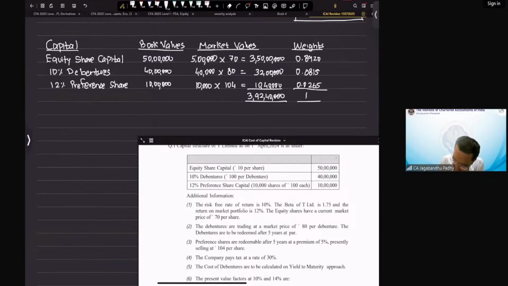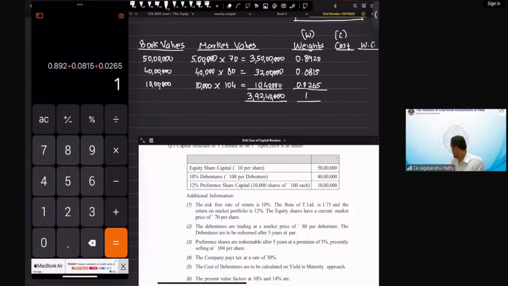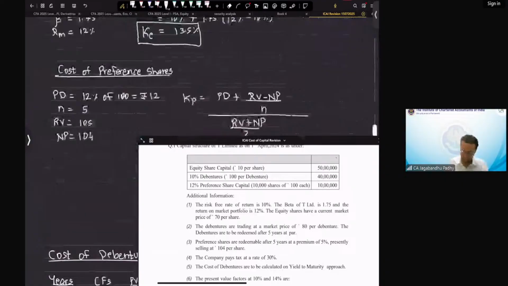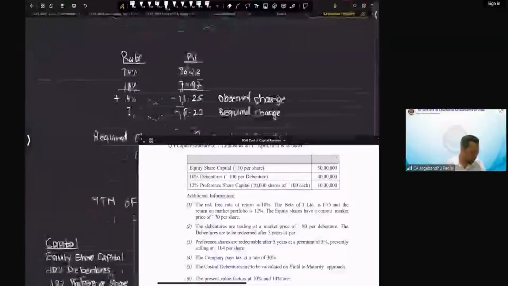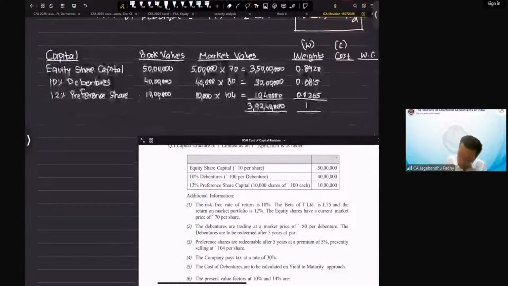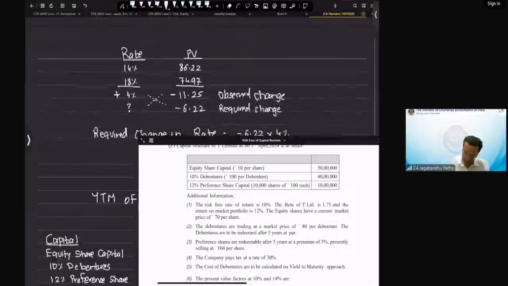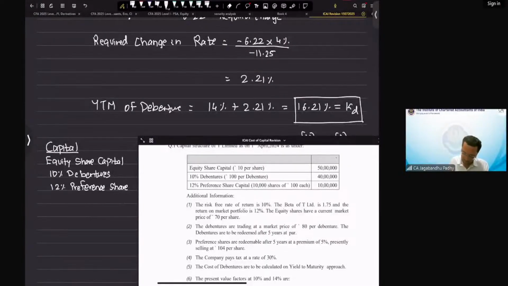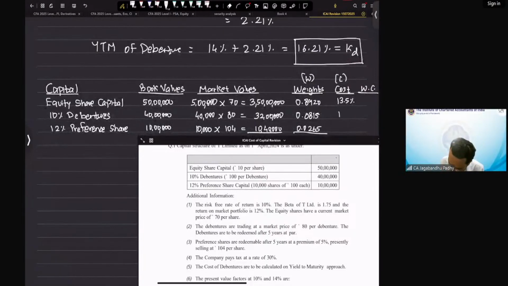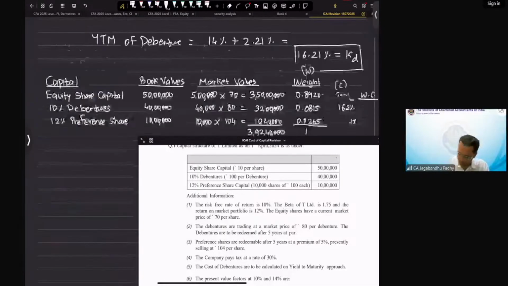Now what we have to do is simply write down the cost, then multiply weights with cost. So the cost is what we have computed. Cost of equity is 13.5, cost of debentures is 16.21, and the cost of preference share was 11.67.